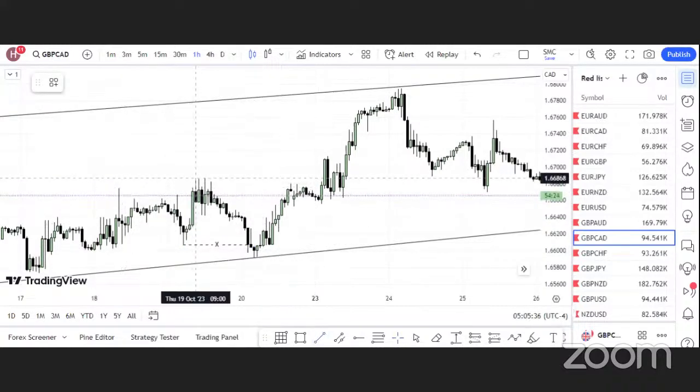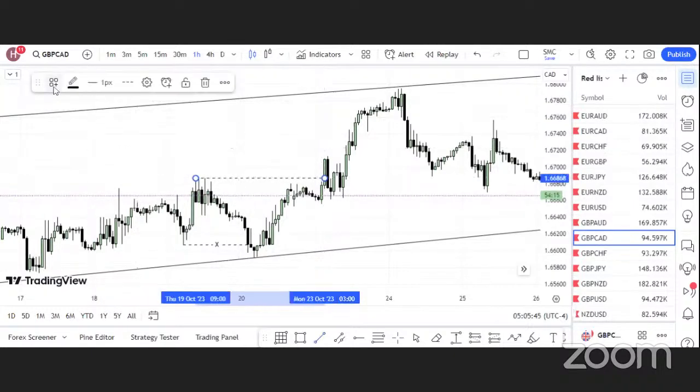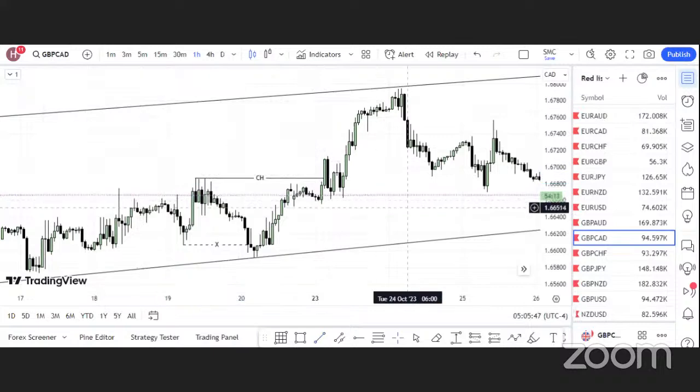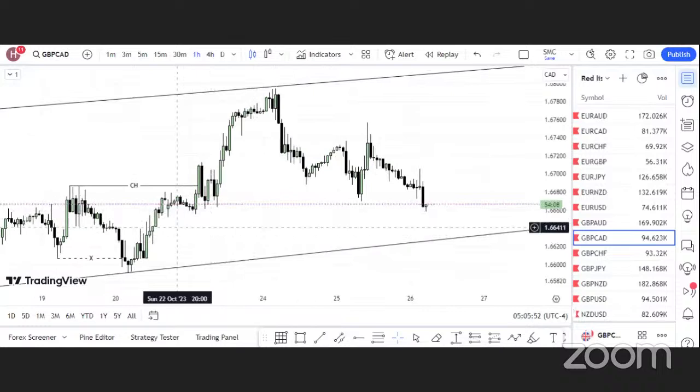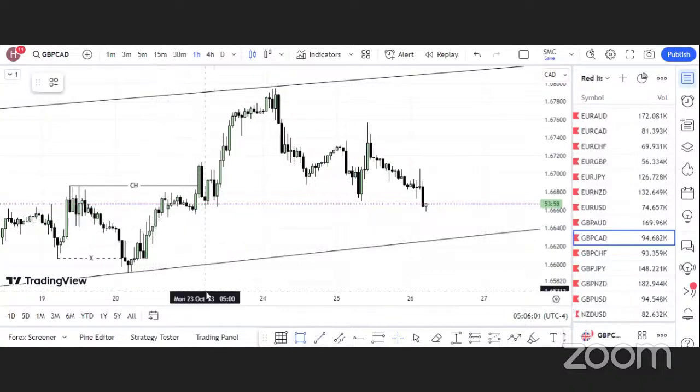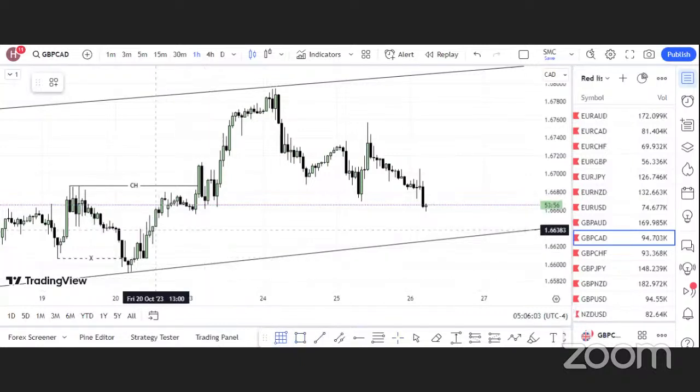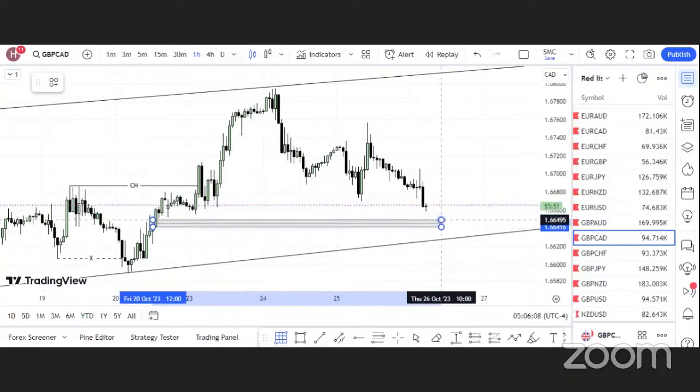Then we have a change of character around this area. Yes, change of character there. And now the market is heading towards this area, right? So on this area now, we have this fair value gap around this zone, okay? We have a gap around this area. We have a gap here.